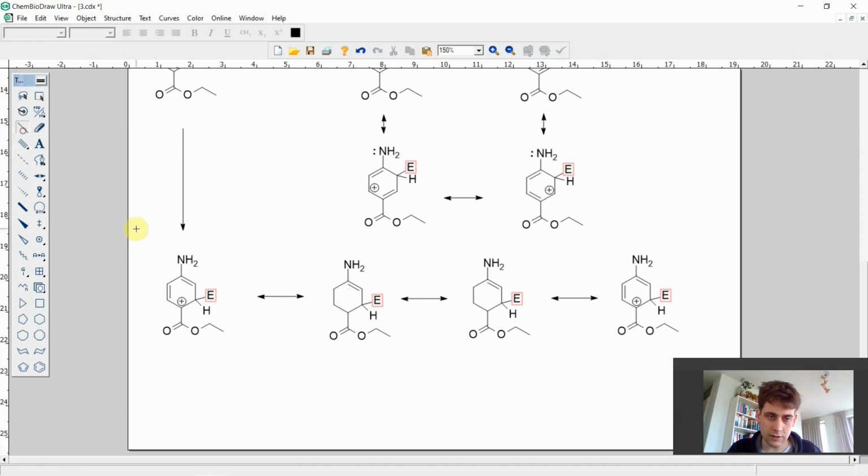And this then in the first place looks something like this. So this is now in para position to the point of attack of the electrophile, and the other intermediate then looks similar, but the positive charge is now in ortho position relative to the point of attack. And what we cannot do is, I can try now, but this will not be possible.